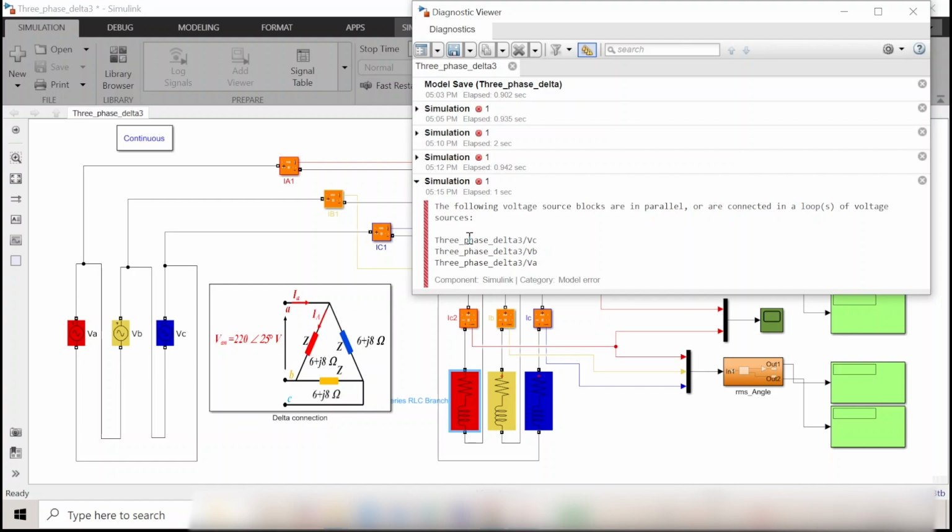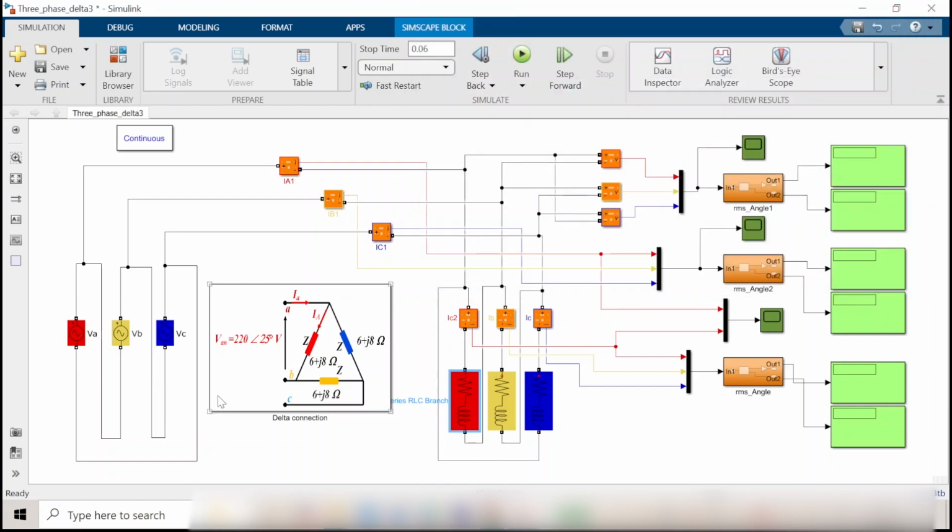Let's check. So we have error in this source. So these sources will not accept circulating current. So we need to find another solution. So what is the solution? Either we're going to use a three-phase transformer, star delta transformer, to feed this load, or we are going to have this source as a star connection, but we are going to modify the values. I'm going to use the second solution.